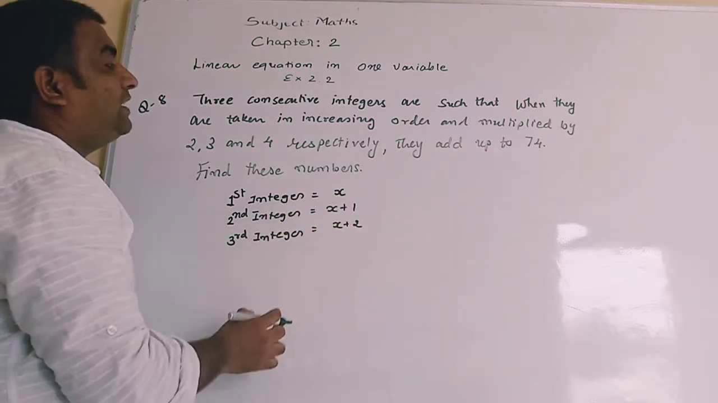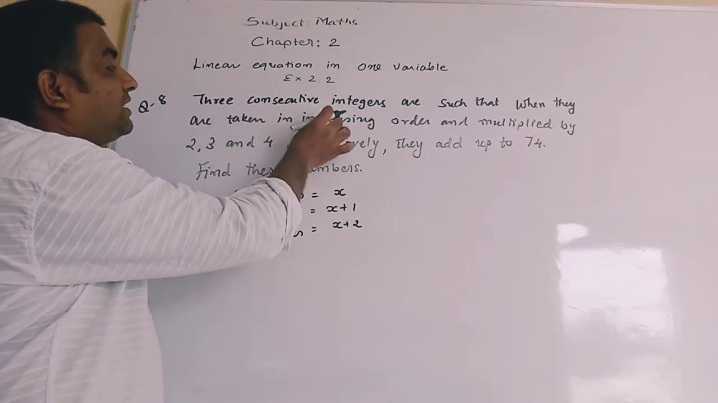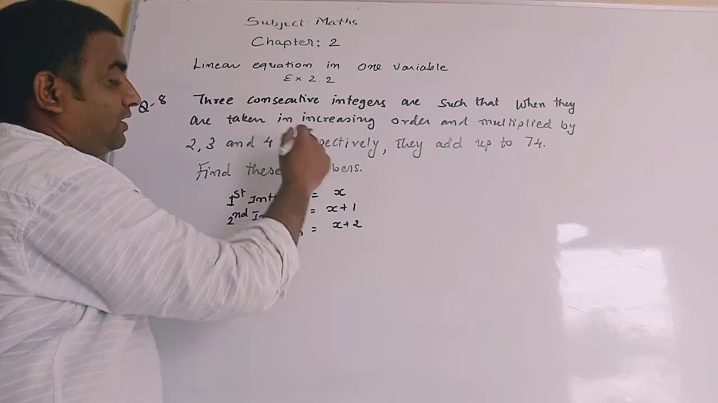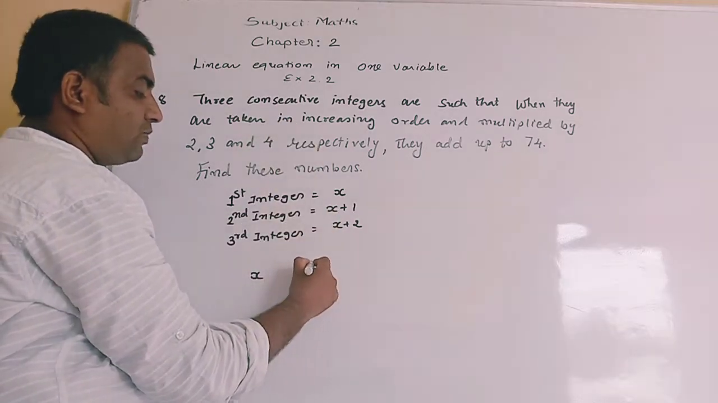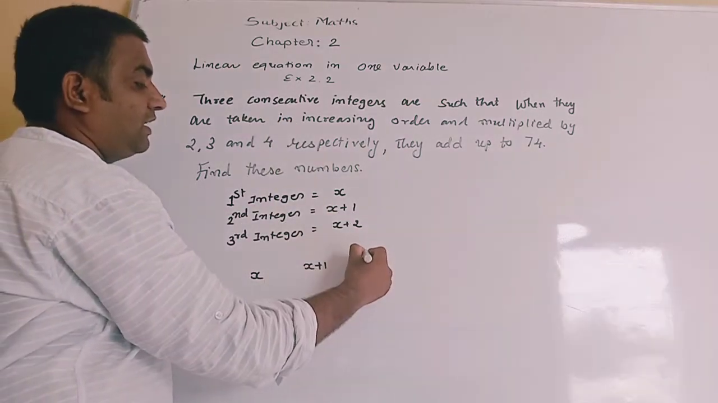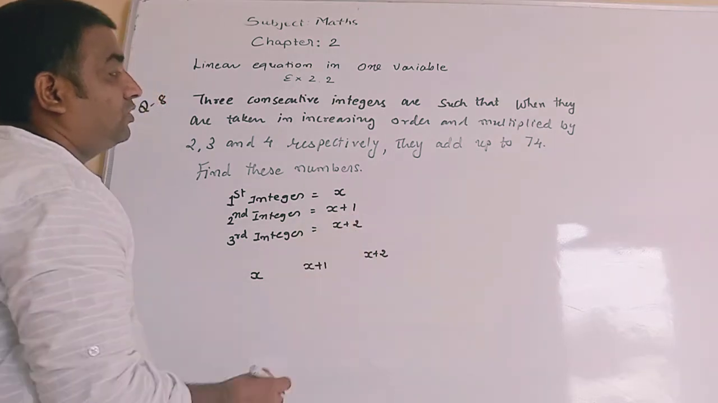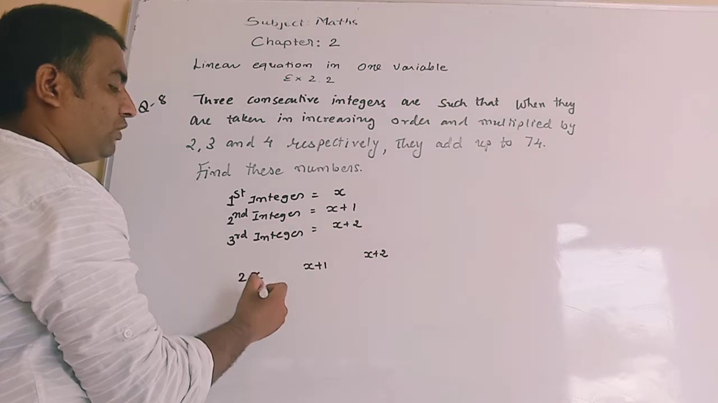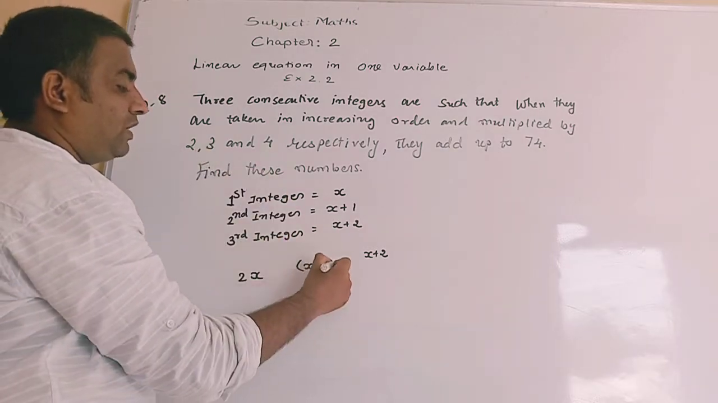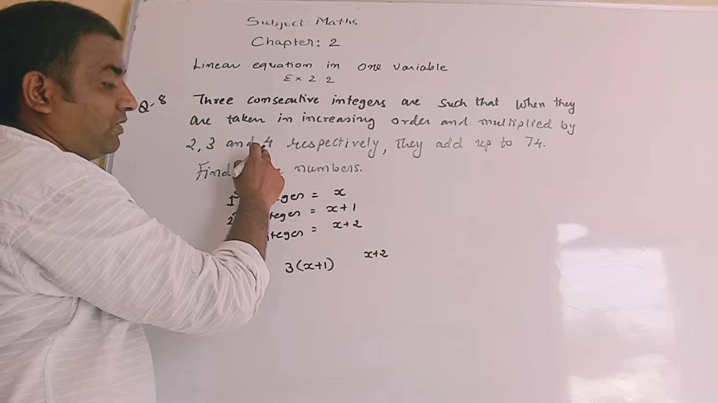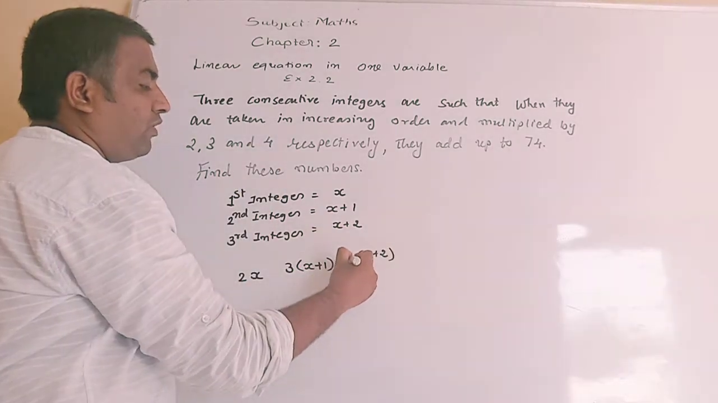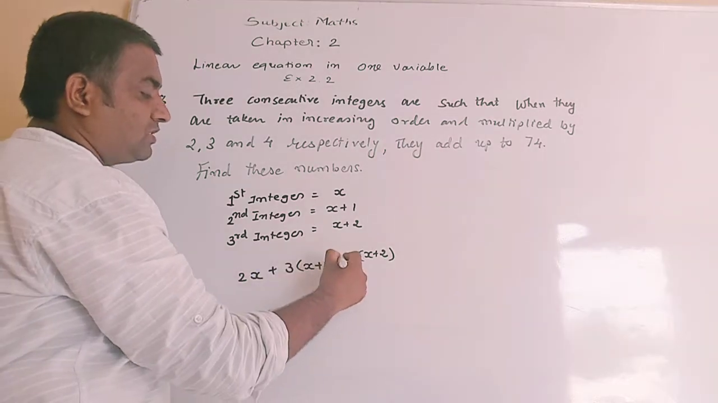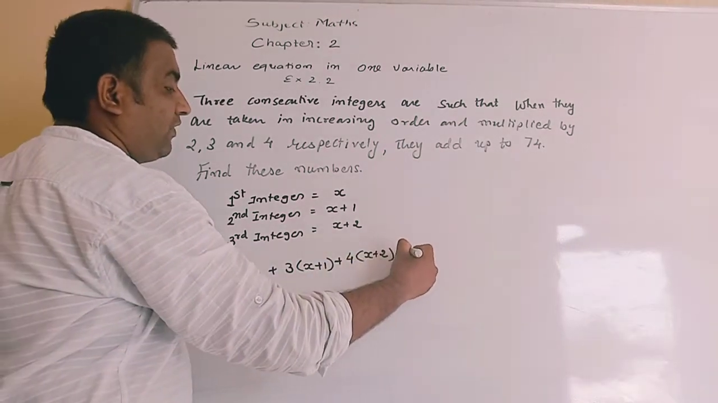Now here direct addition is not there; it is in increasing order. So x, then greater than that is x plus 1, and greater than that is x plus 2, are multiplied by 2, 3 and 4. So x is multiplied by 2, x plus 1 is multiplied by 3, and x plus 2 is multiplied by 4. And they add up to 74, meaning the sum of them is 74.